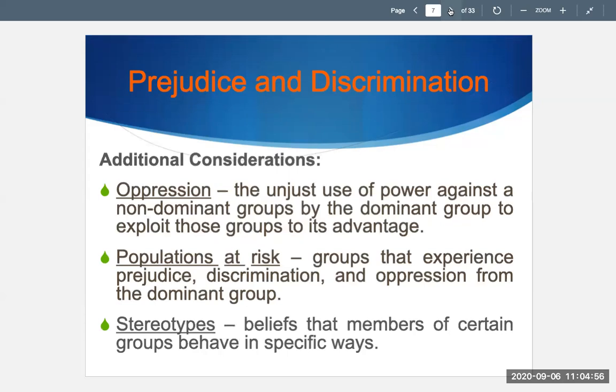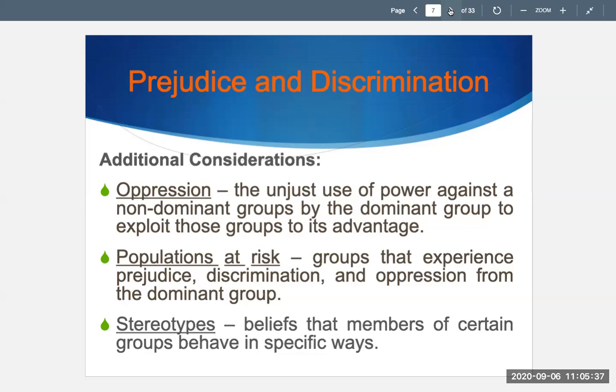Some additional considerations: the term oppression, unjust use of power against a non-dominant group by the dominant group to exploit these groups to its advantage. So if you're talking about something like race, then you might be talking about the difference between white privilege and either African Americans, Asian Americans, Latino Americans, and that those populations are put at a disadvantage because they are not the dominant group.